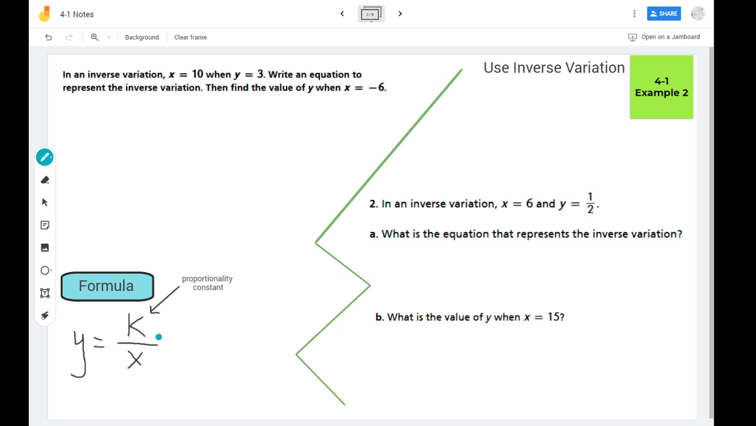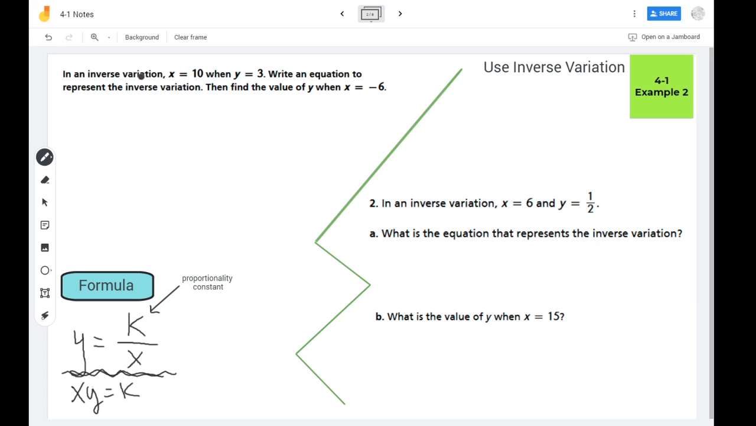Okay, so what I've done here at the bottom of the slide is I've actually written out the general formula that we deal with. I have y equals k divided by x, where k is the proportionality constant. Another way that they might write this formula is x times y is equal to k. So if you see that, don't freak out. That's another version of the formula that you might also see. In this case, I'm going to be using that top formula to show it to you.